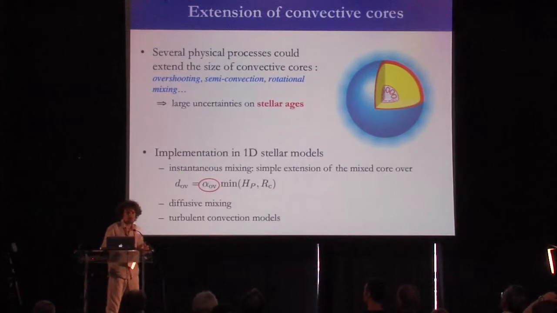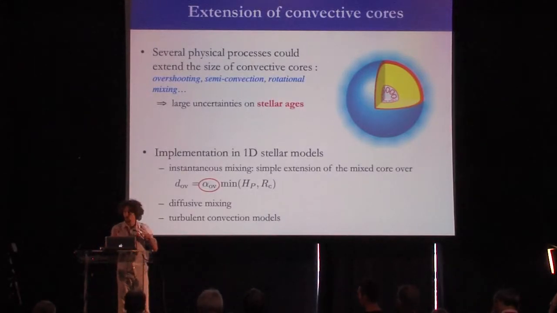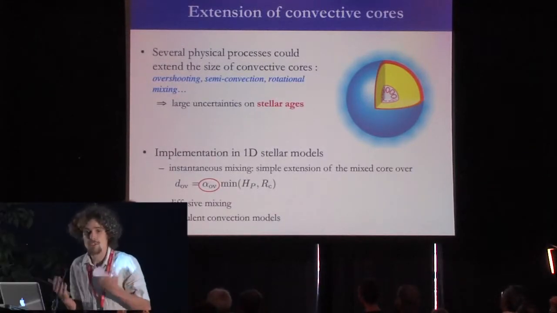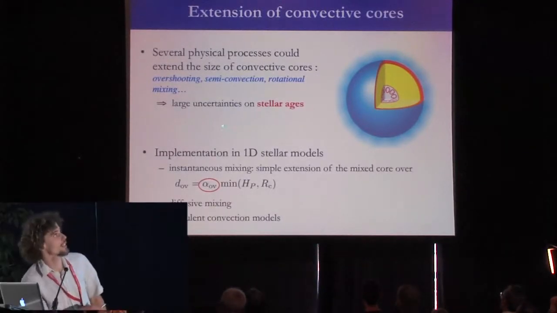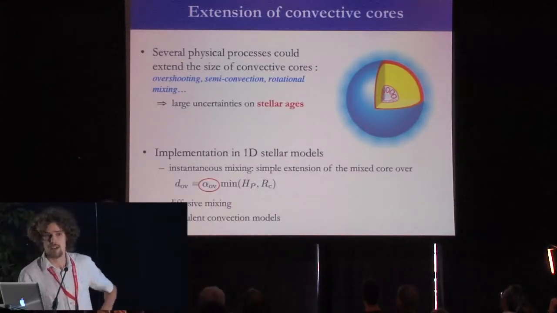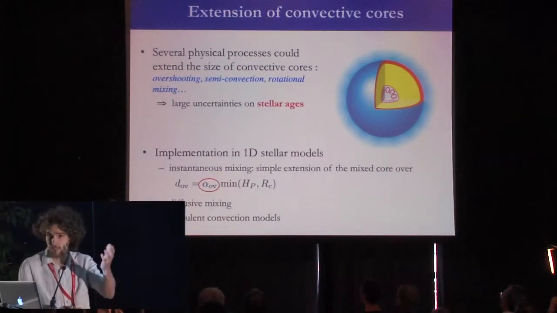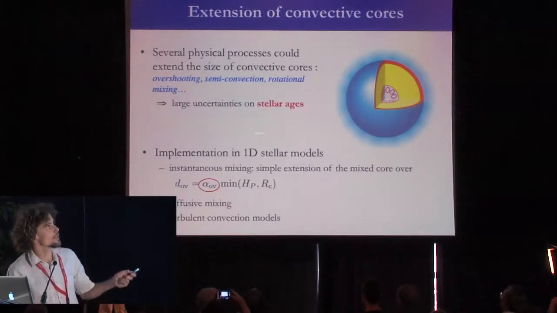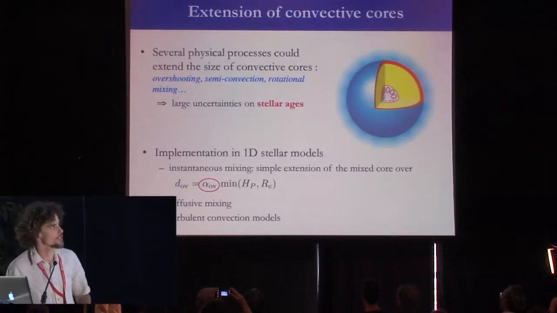And it's a problem because convective cores play the role of a reservoir for nuclear reactions. So if you don't know the size of the core properly, you don't know the evolution, and you end up having large uncertainties on stellar ages. And I don't think I need to convince you that it's important. We've heard about this, not only for stellar evolution, but also to study planet formation and stuff like that. And so it's particularly needed for the Plato mission.